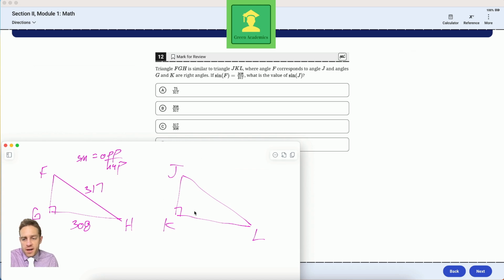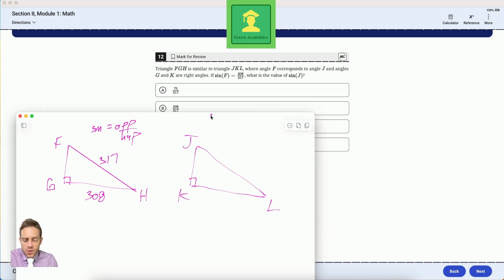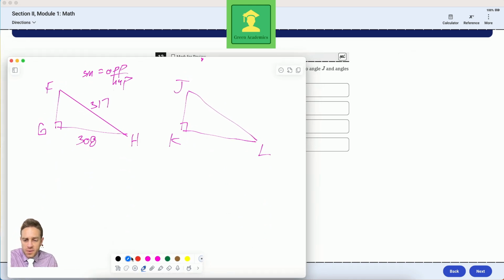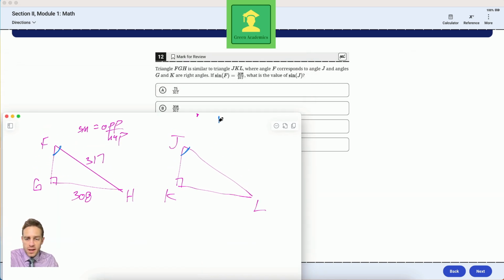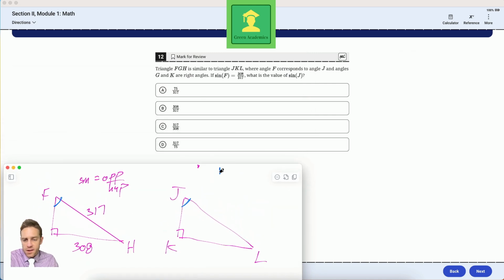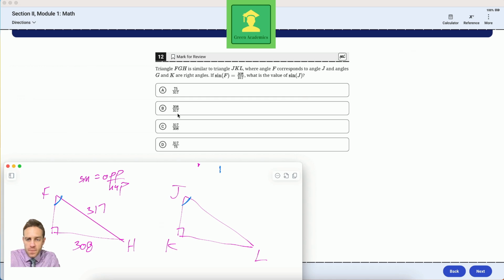What is the value of sine of J? Well, since these triangles are similar, they're versions of the same triangle, so this angle is the same as this angle. All of the corresponding angles are the same. So the answer just is the same thing. It's 308 over 317.